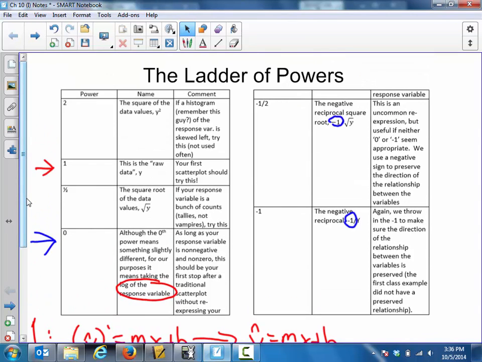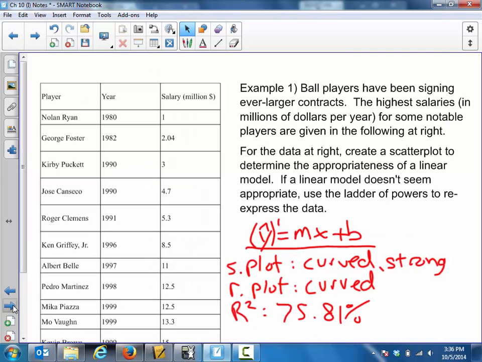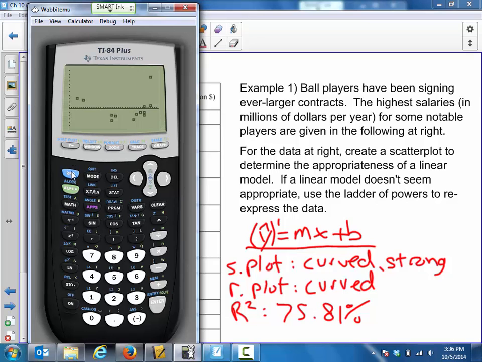Okay, so last slide we said in general your rung 0 tends to be a good fix, the log of your y values. Let me show you how you can do that. If salary in this case is our y values, we're predicting salary, that's your response variable, based upon year, your explanatory. You do not go through one by one and take the log of all these numbers, okay? There's a much easier way to do that.